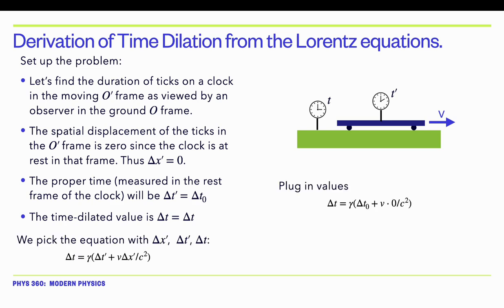So we pick the Lorentz transformation with these quantities, delta x prime, delta t prime, and delta t. That's this equation. We plug in the values, so delta t prime is just delta t naught. Delta x prime, we said, was 0. So we simply get that delta t is gamma delta t naught. So this is the time dilation equation we derived before, and so that checks out.